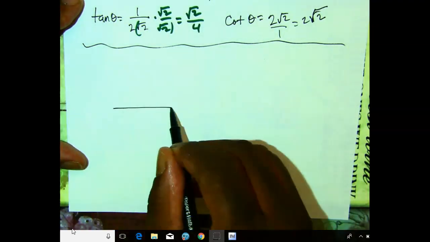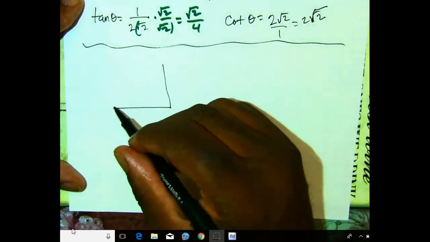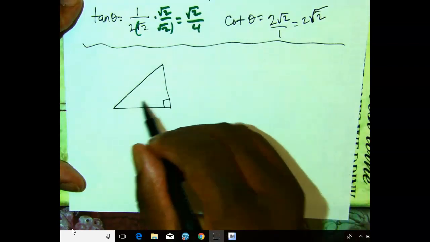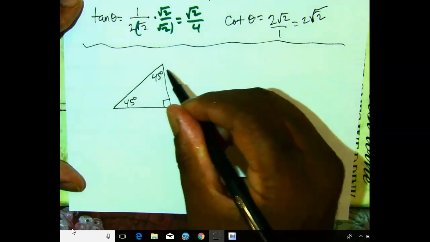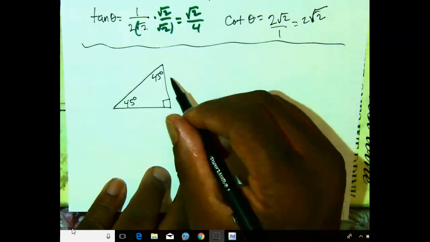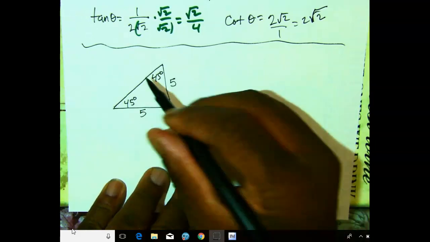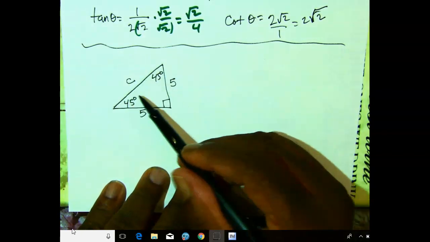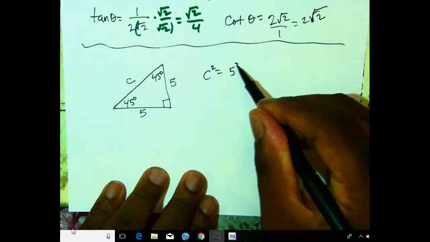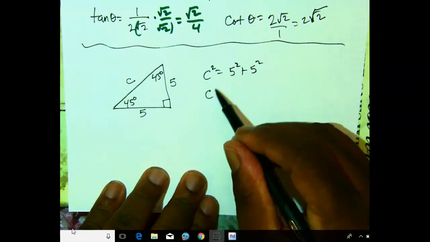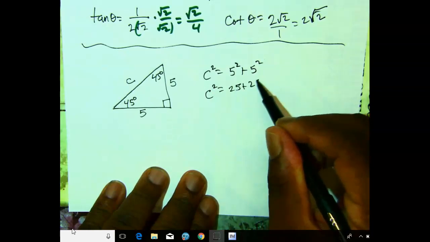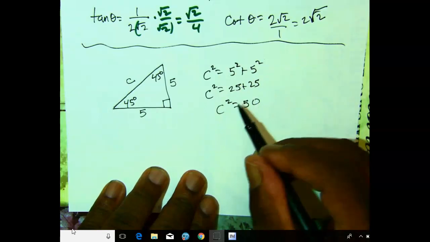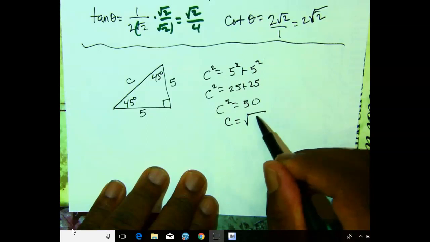So let's say we have a 45, 45, 90 right triangle. So it's an isosceles right triangle. And let's say we have our legs equal, let's go 5. Okay, so we can use our Pythagorean theorem to find the length of our hypotenuse. So c squared is equal to 5 squared plus 5 squared. C squared is equal to 25 plus 25. C squared is equal to 50. Or c is equal to the square root of 50.